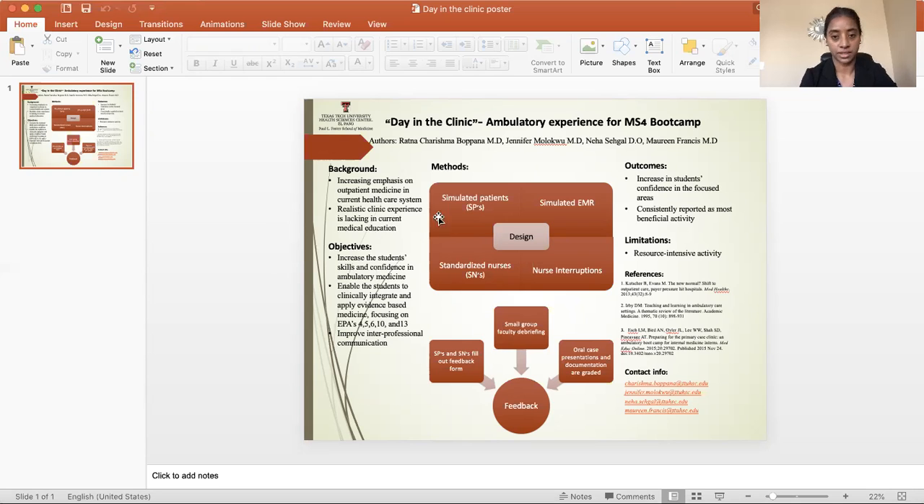Now, coming to the methods, all the Day in the Clinic activities took place in the Simulation Center at Texas Tech El Paso. Following a brief orientation, each student rotated through 4 clinical encounters. Similar to an intern clinic workload, each student saw 4 patients in 4 hours. The 4 cases were designed to highlight vital aspects of ambulatory medicine and transition of care.